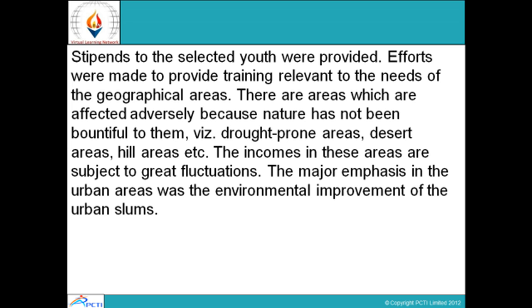Efforts were made to provide training relevant to the needs of the geographical areas, and there are areas which are affected adversely because nature has not been bountiful to them. The incomes in these areas are subject to great fluctuation, and the major emphasis in the urban areas was the environmental improvement of the urban slums.